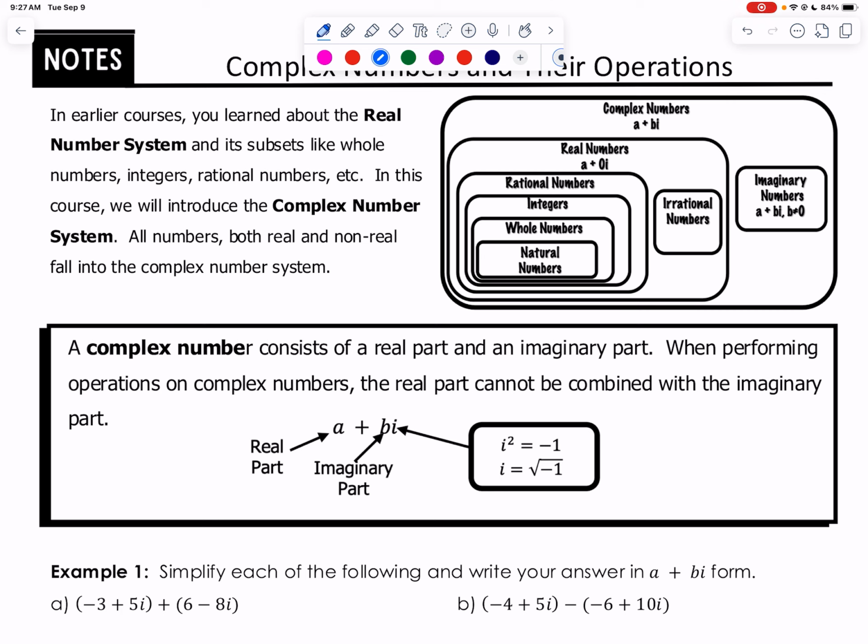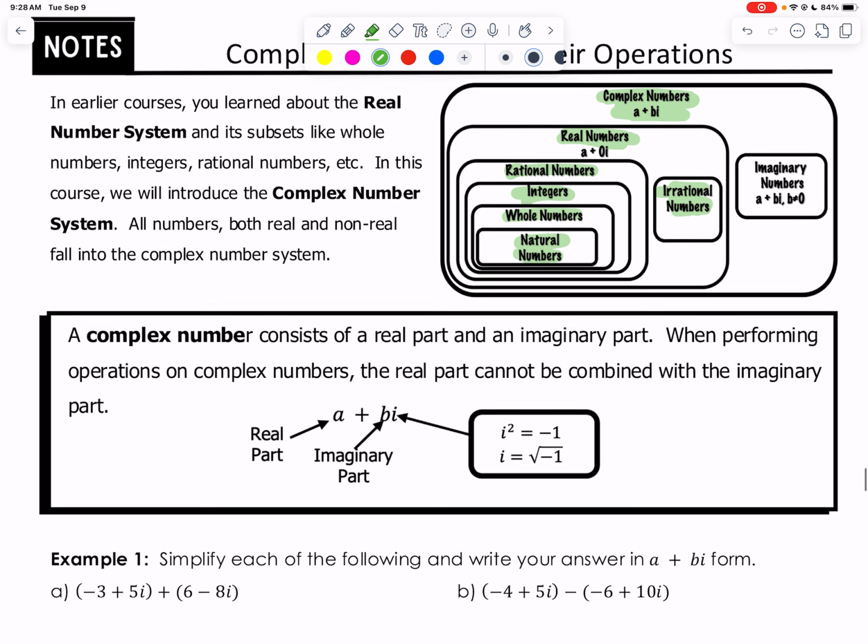In today's lesson, we will be exploring complex numbers and their operations. Now, in earlier courses, most likely in middle school, you learned about the real number system. The real numbers, the set of real numbers composed of rational numbers, integers, whole numbers, natural numbers, and the set of irrational numbers. But all real numbers are also a part of a number system called the complex number system. And the complex number system is made up of real numbers and imaginary numbers.